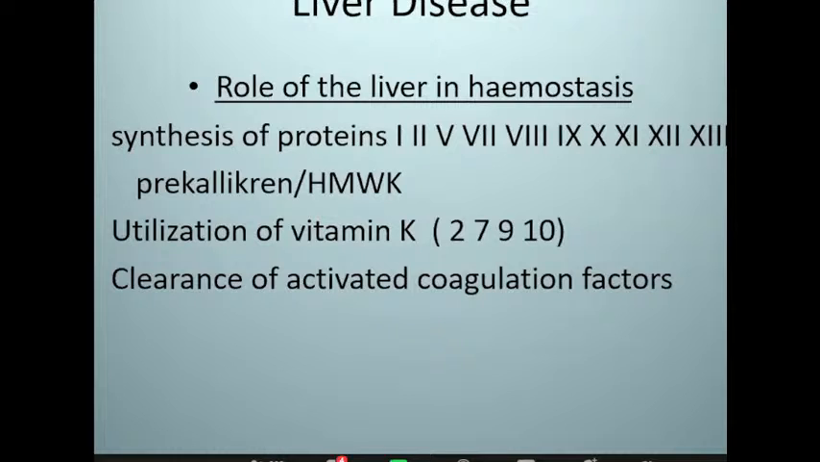So when some of these factors and inhibitors are present, they neutralize, and the complexes that are formed are removed in the liver. So there is clearance of activated coagulation factors by the liver. But more importantly, the liver is the site of synthesis of most of the coagulation factors.